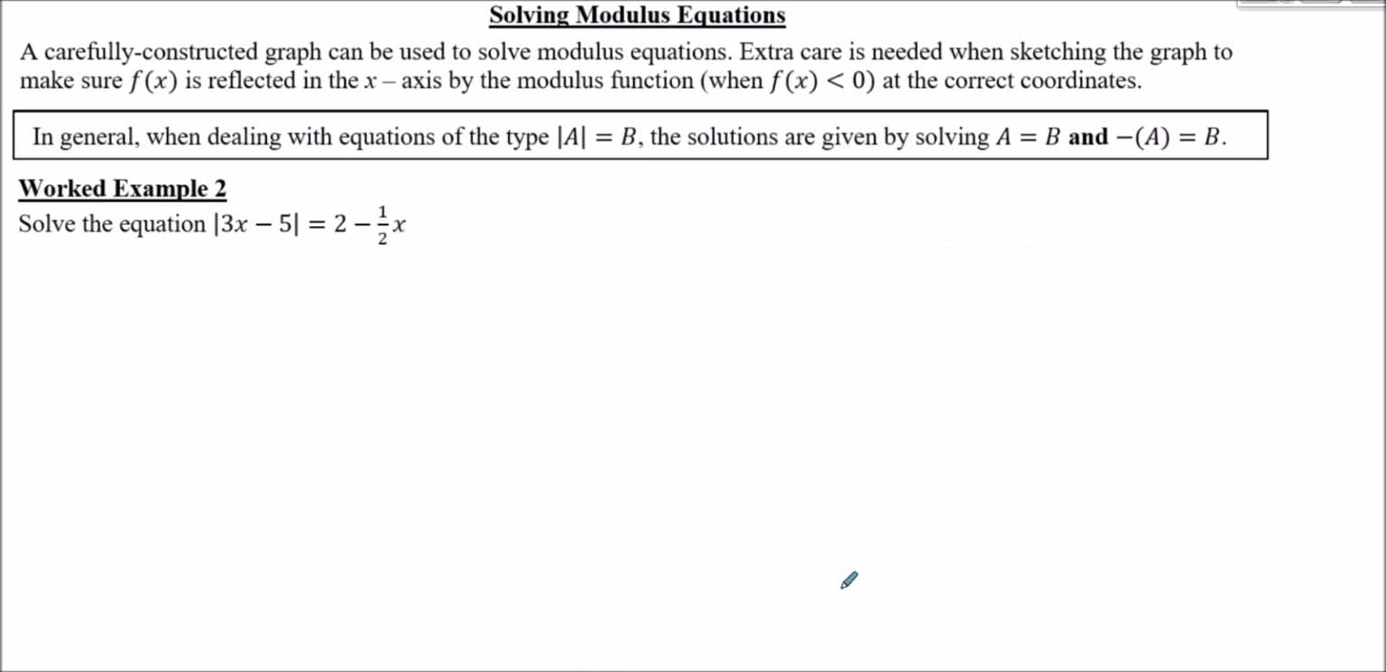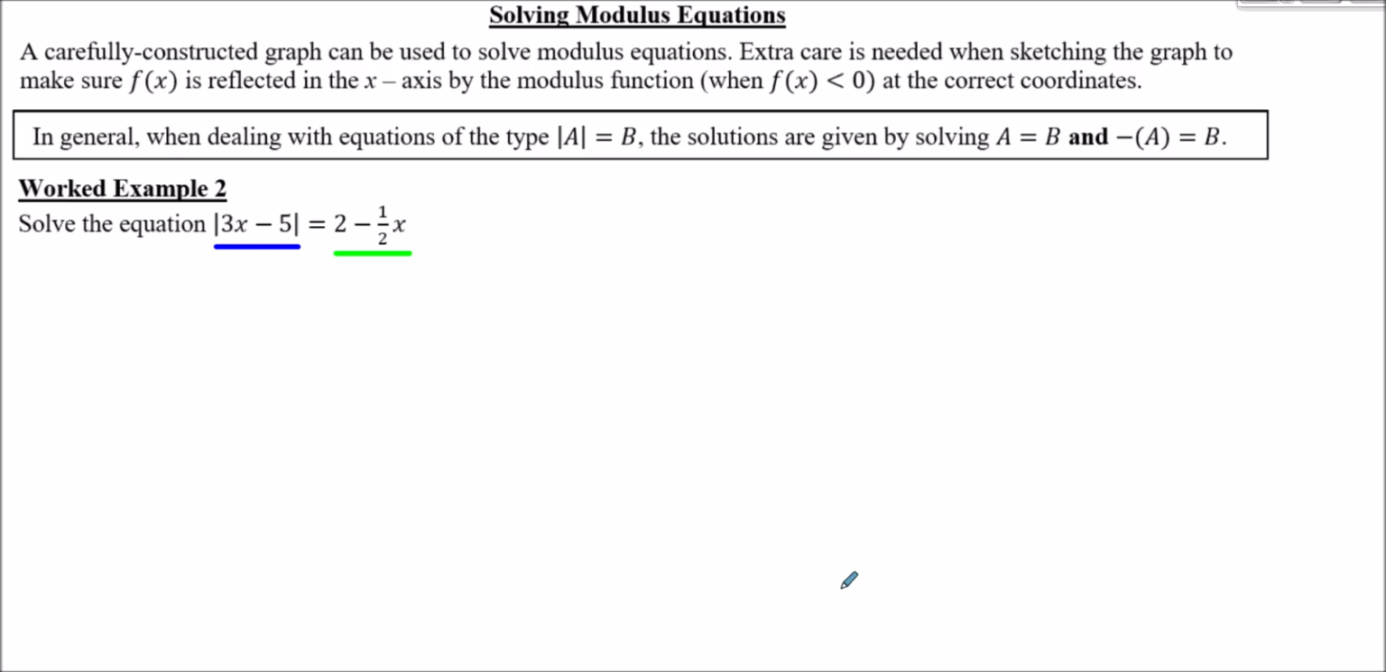Second worked example. Solve mod of 3x minus 5 equals 2 minus a half x. We can again use a very similar approach to worked example 1. So again, in blue I'm going to put the modulus function. In green I'm going to put the non-modulus function, y equals 2 minus a half x.